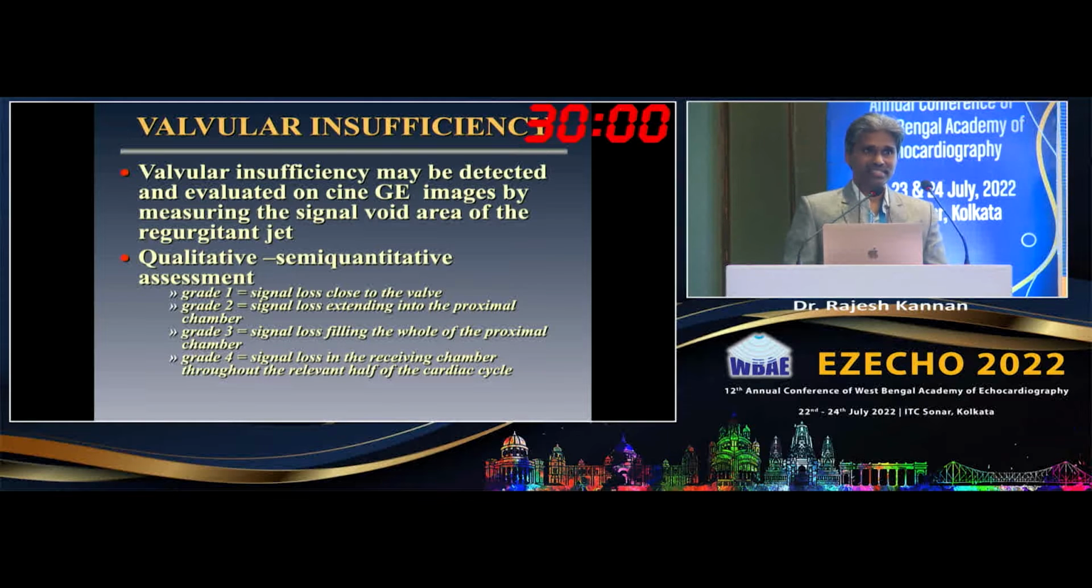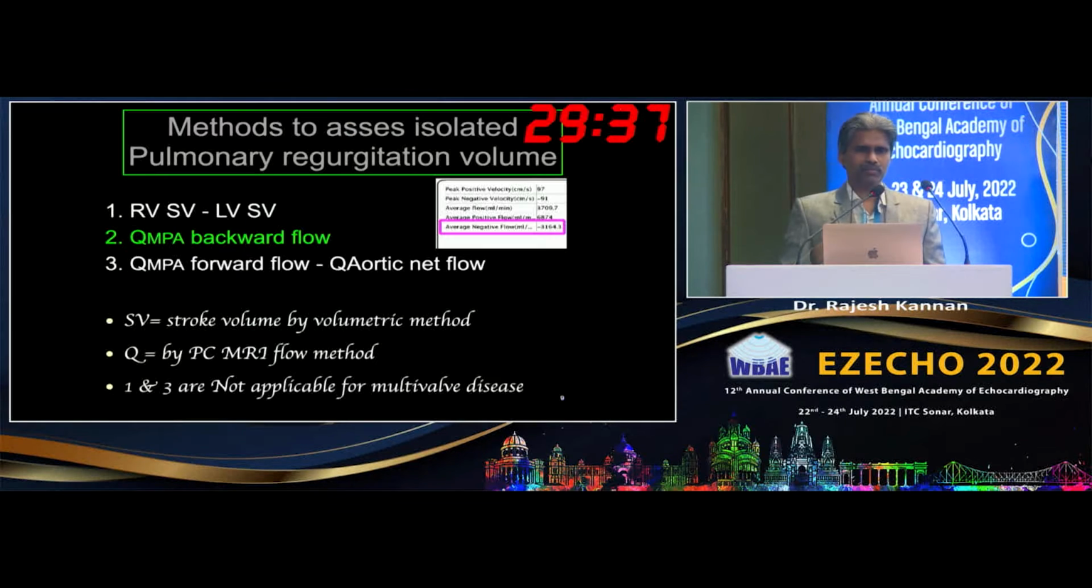Coming to valvular insufficiency, MRI is much more commonly used in valve regurgitation than in valvular stenosis, as in most cases we can easily assess stenosis by the echo itself. When you are coming to valve insufficiency, one, we can semi-quantitatively assess the regurgitant jet using the gradient echo sequences, but most of the time we will be using the phase contrast flow study.